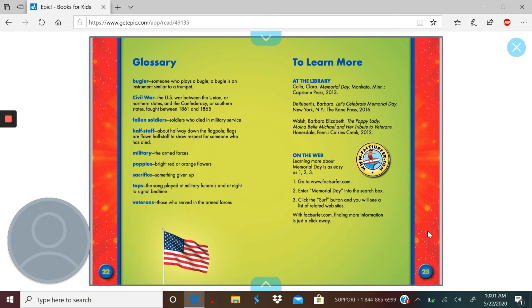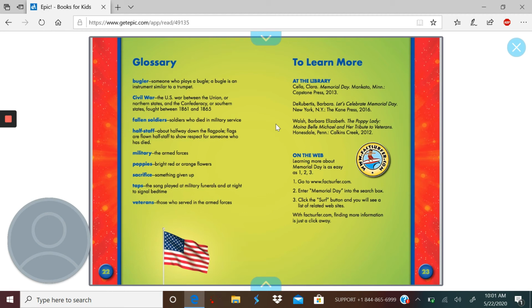So that's the end of the story. And again, in the table of contents, they said you would see a glossary. Here are the words that were in bold print in the story. A bugler is someone who plays a bugle. A bugle is an instrument similar to a trumpet. That's what you saw the military person playing in the beginning of the story.